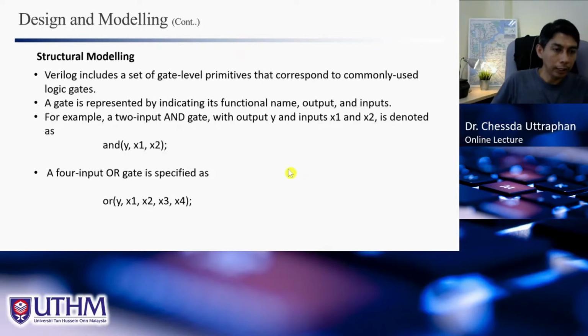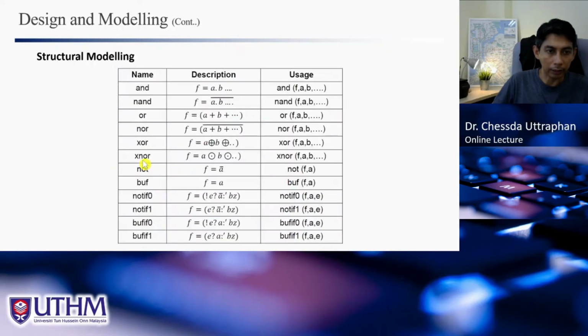What about structural modeling? Structural modeling we have learned already, actually, where we instantiate the gate and do the connection. That will be structural modeling. And these all are the gates then we can use in defining the circuit using structural modeling. We can use structural modeling not only for gates, for modules also. Module means our previous design. When we want to use our previous design in a new design, we will use structural modeling as well.